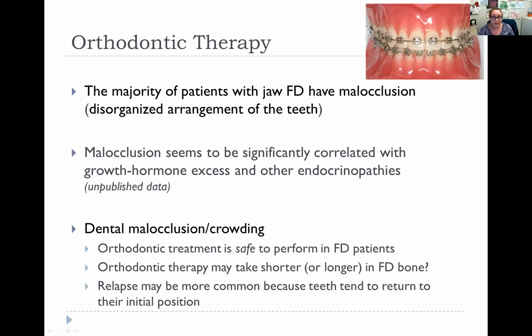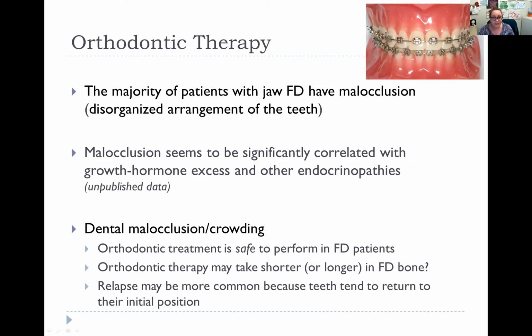So orthodontic therapy, this is something that I used to get asked about all the time. I would say a majority of patients who have jaw fibrous dysplasia tend to have some form of malocclusion, which is just a disorganized arrangement of the teeth. And the malocclusion seems to be correlated with growth hormone excess or other endocrinopathies or severity of disease, I would say. And that's really just my own anecdotal experience.